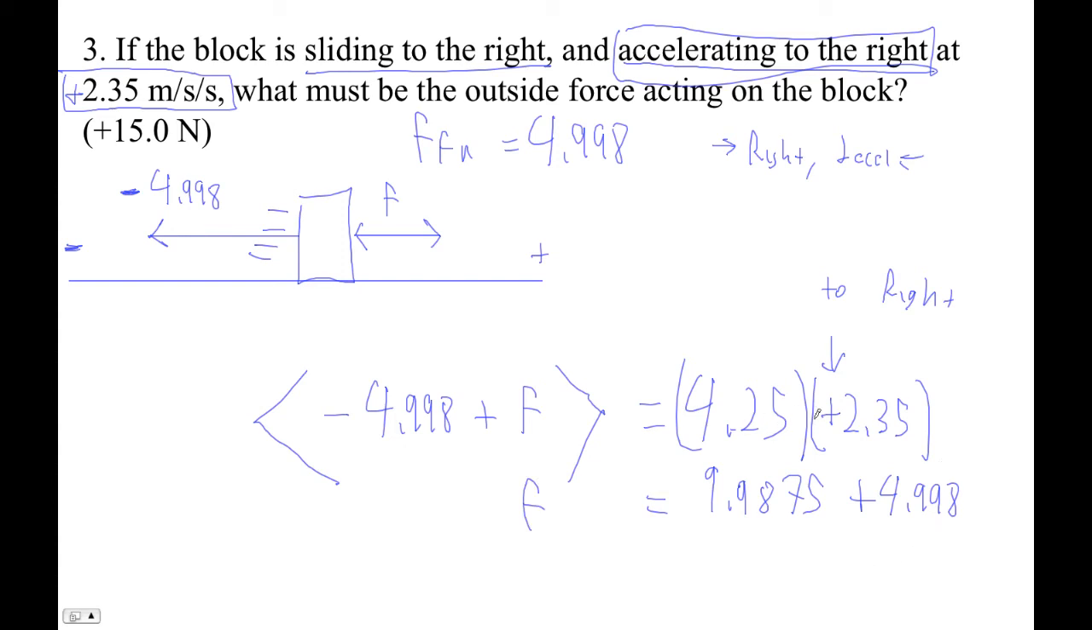So I did two steps. I multiplied that together. I hope that's okay. And then I put this guy on this side, right? And then if I add plus 4.998, I get 14.98 for F. Okay, now if we had to round that to 3 places, we'd have to say it's about 15.0 newtons.